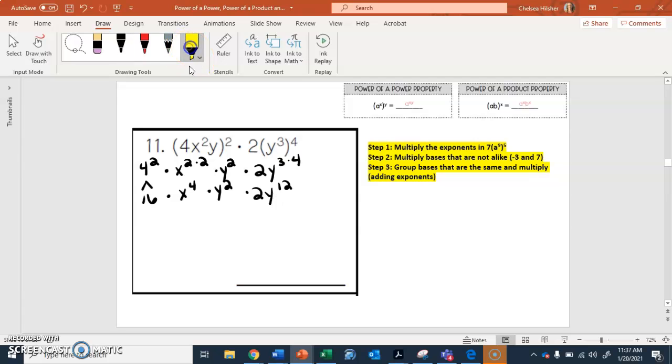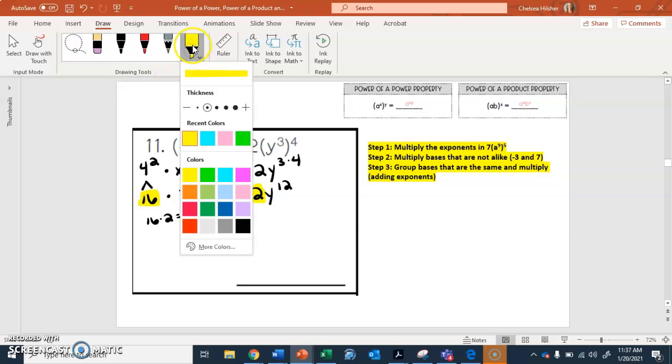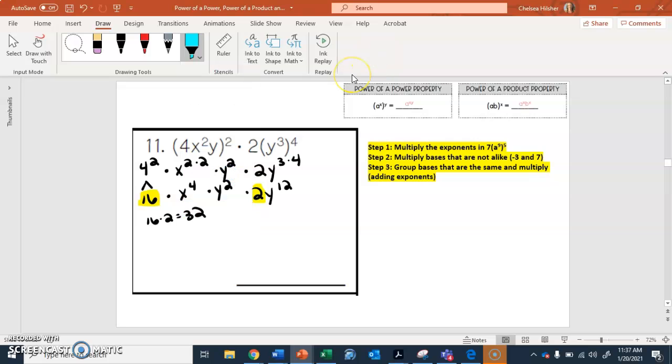I'm still going to go through and simplify. This is where I'm going to start color coding here. I've got 16 and 2 that I can combine together. 16 times 2 is going to give me 32. Do I have anything for x to the power of 4 to combine with? No, so x to the power of 4 stays where it's at.